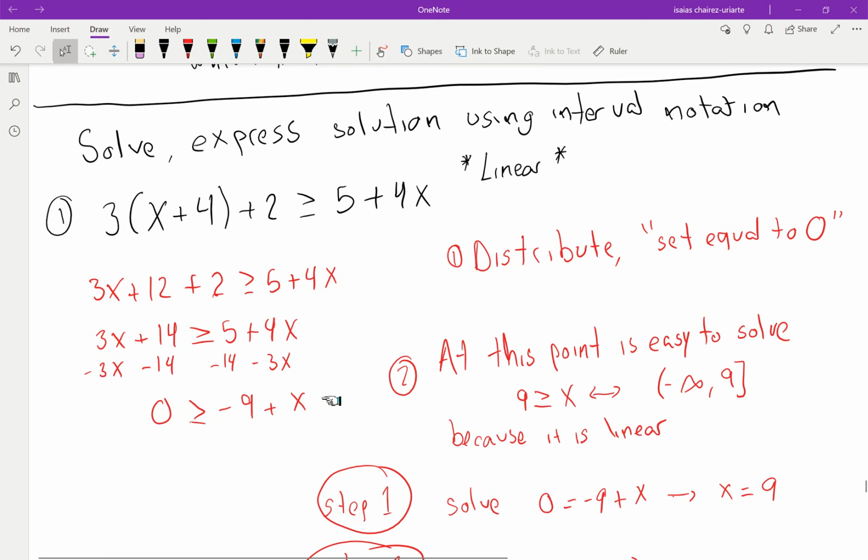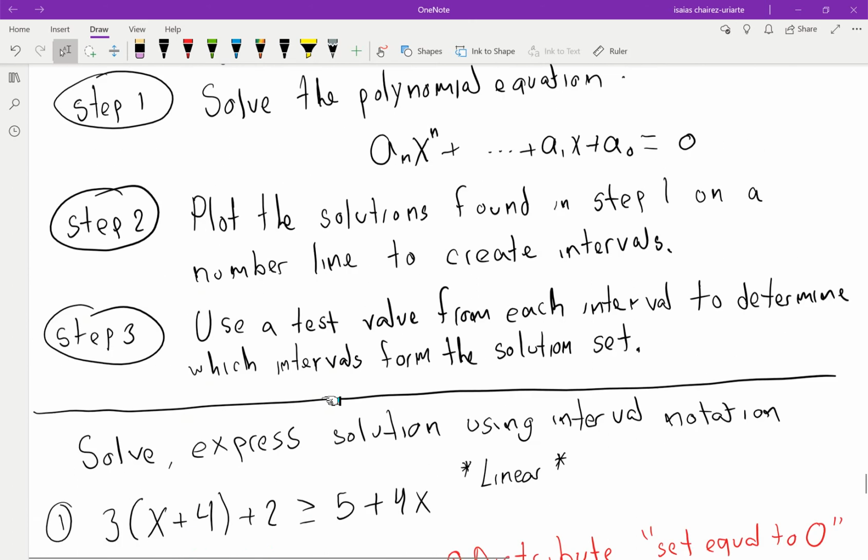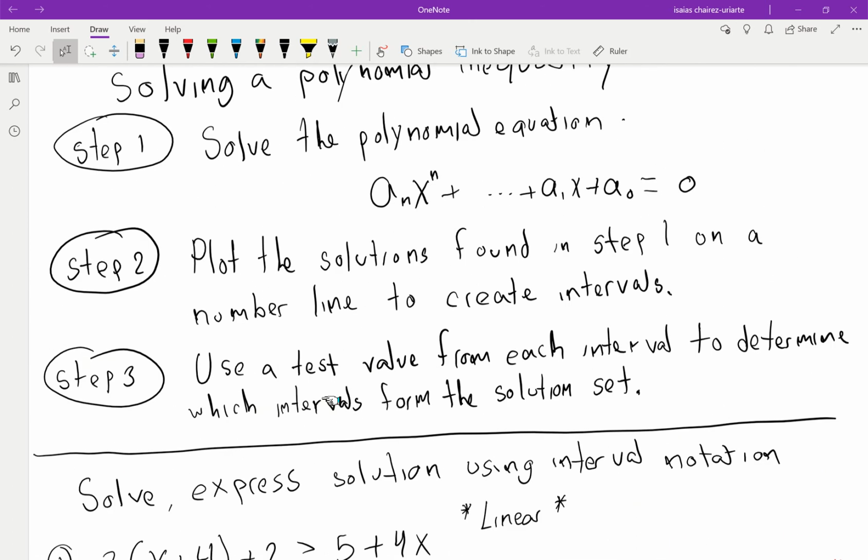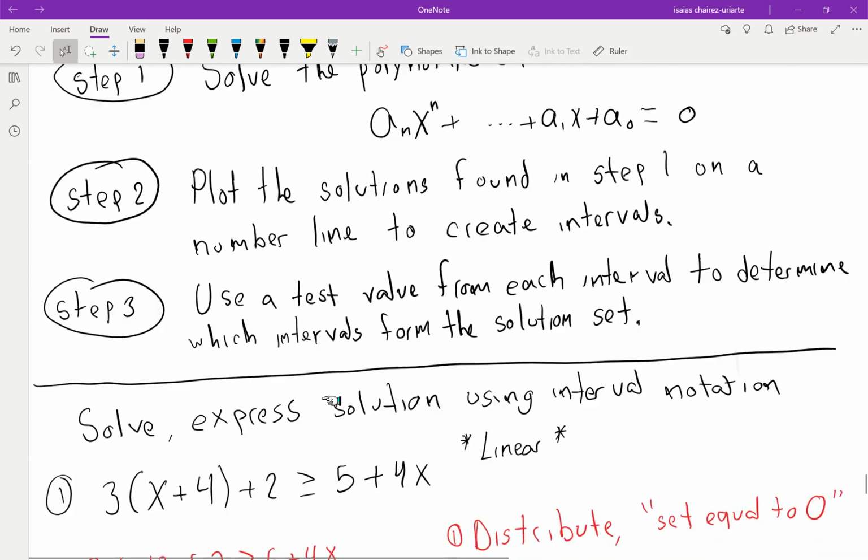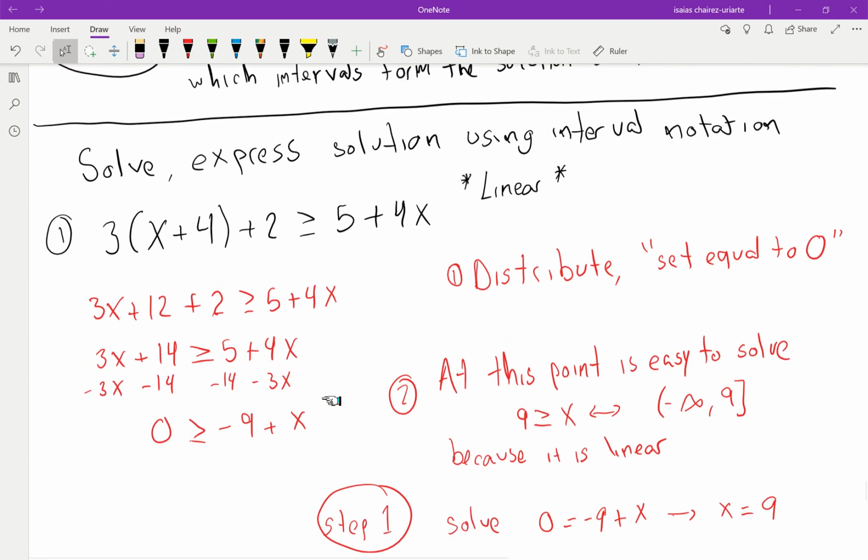And now I could use the steps that we came up with earlier. You know, I could solve the polynomial equation, plot the solutions. In this case, it's overkill. I mean, at this point, we can just literally solve the inequality. So at this point, it's easy to solve.